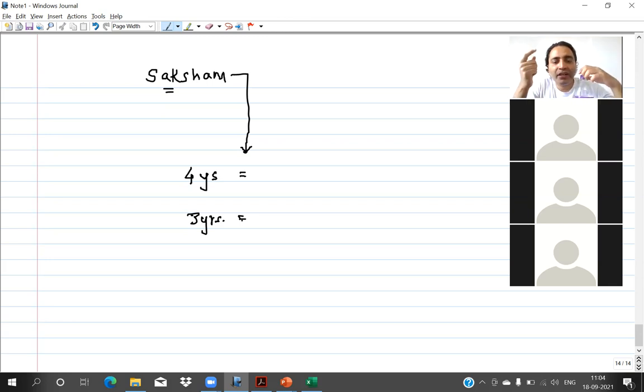Yes. Ye ek word ka main intezar kar raha tha. Sirf ek word ka. Risk. Saksham is risking his money for 4 years. Here he is risking his money for only 3 years. Common sense. I should offer him a higher rate per annum over here. So main kehta hun, Mr. Saksham, you can take 4% per annum from me if you're investing for 4 years. If you're investing for 3 years, I'll pay you 3% per annum, compounded annually.